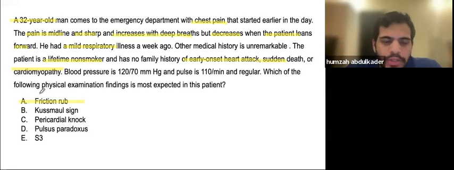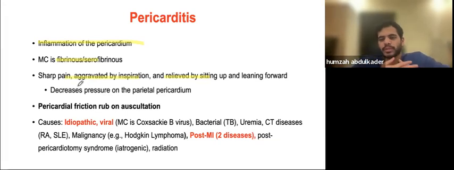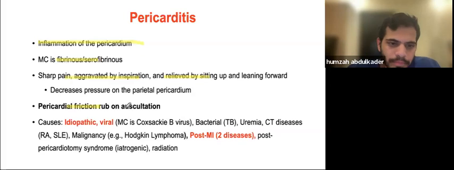So friction rub is a sign of pericarditis. Pericarditis is inflammation of the pericardium. Most commonly, it's fibrinous to serofibrinous. Like I said, aggravated by inspiration, relieved by movement. The reason why it's relieved is because it decreases pressure on the pericardium, and that pressure is what's causing the pain, because the heart itself isn't innervated by any sensory nerves, so pressure on the parietal pericardium is what's causing the pain. The friction rub can be heard on auscultation. That's almost pathognomonic for pericarditis.